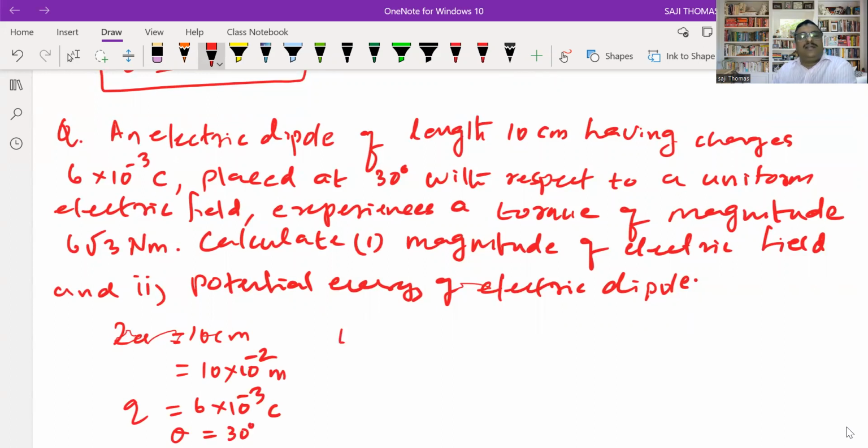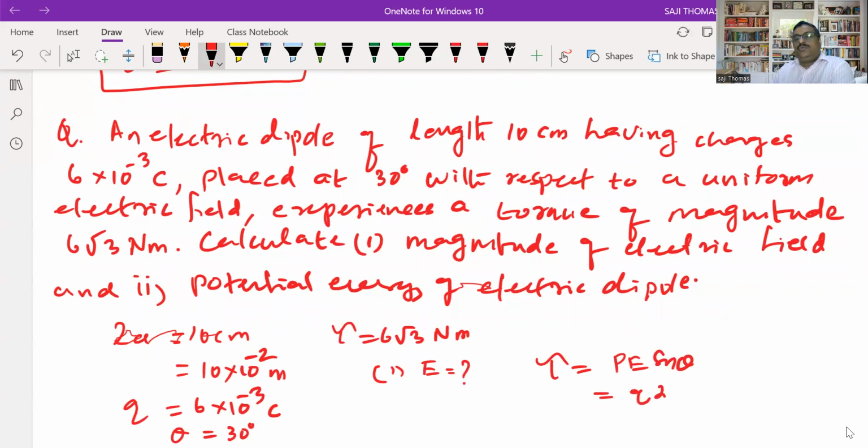Torque given: 6√3 Newton meter. You need to find out the electric field. So you know the equation connecting these quantities. Torque equals PE sine theta. P is Q into 2A. E sine theta. Torque they are given in the question, 6 root 3. Q also given, 6 into 10 raised to minus 3. 2a is given, 10 into 10 raised to minus 2. E you have to calculate, theta given, sine 30.